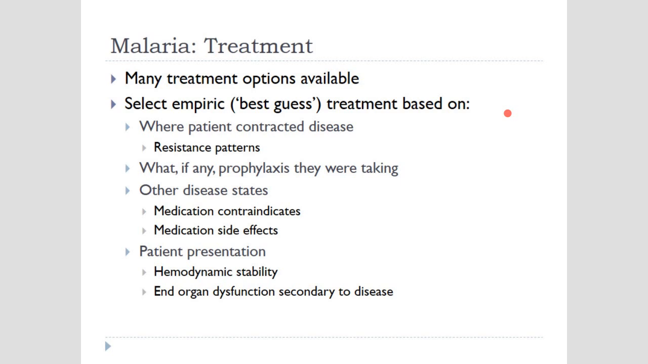And there are a lot of things they keep in mind. For example, where the patient contracted the disease, because there are resistance patterns, especially in those particular areas, and you have to go to the CDC website to find it out. And then again, you have to ask the patient if they have been taking any prophylaxis, in terms of, even mosquito net or some other tablets religiously.